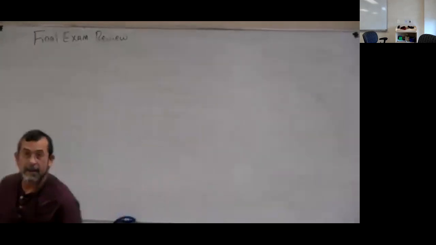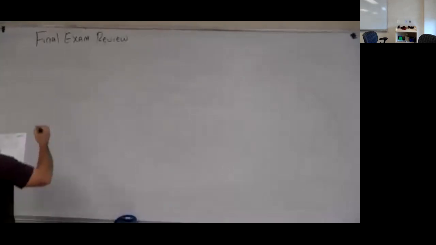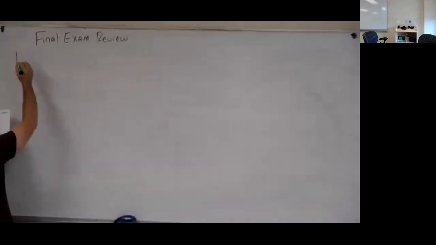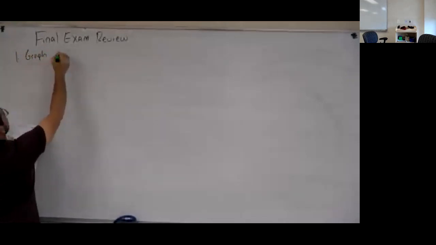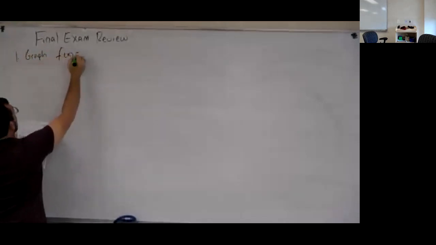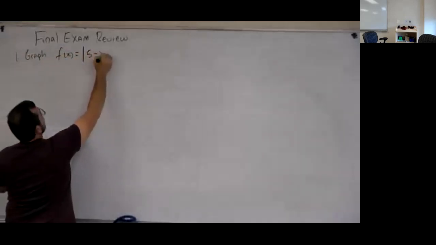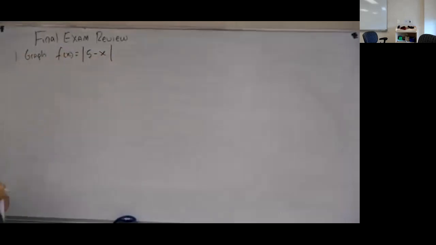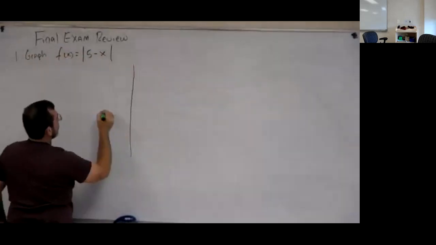There you go. So here we go. Final exam review. Number one wants me to graph f of x equals the absolute value of 5 minus x. All right, so let me get my graph ready here.